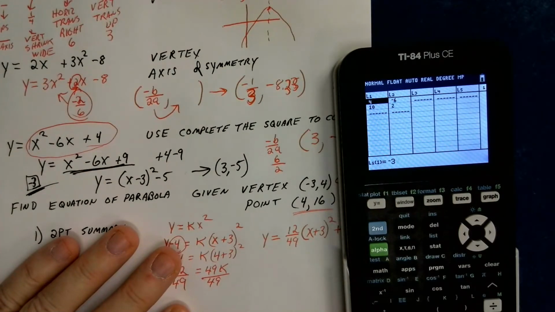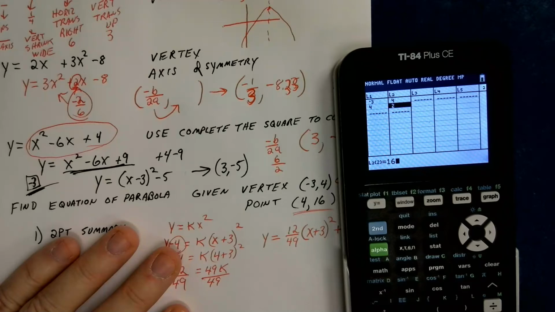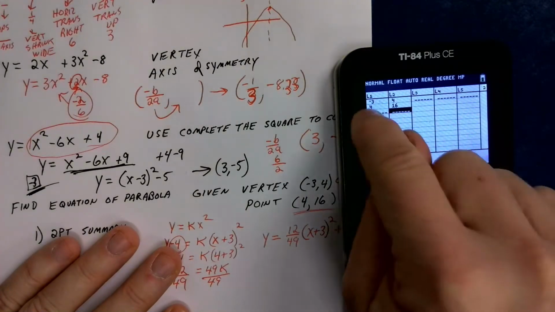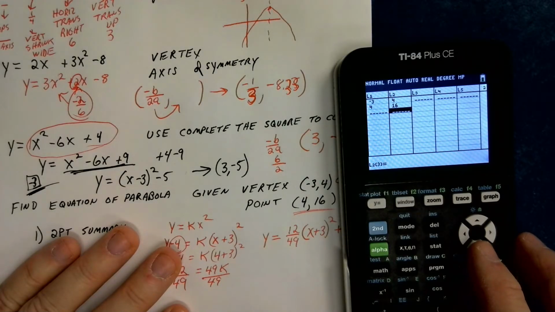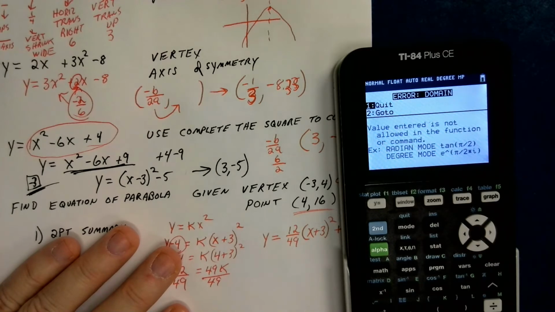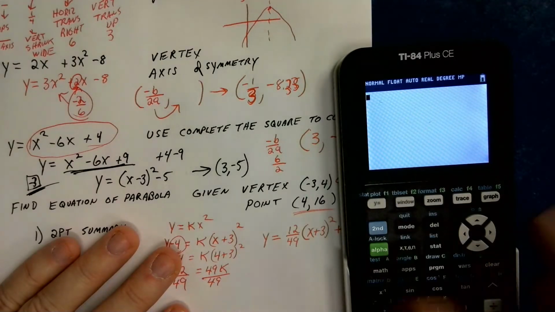So I got -3 and 4 for my 2 x values, and then 4 and 16 for my 2 y values. Reminder again, x, y, not x, y. It's crossed horizontally. Okay, so if I do here stat and calc and quadratic regression number 5 and enter, look at that. It tells me I can't do that. And hopefully this makes sense why I can't do it with just 2 points, okay?